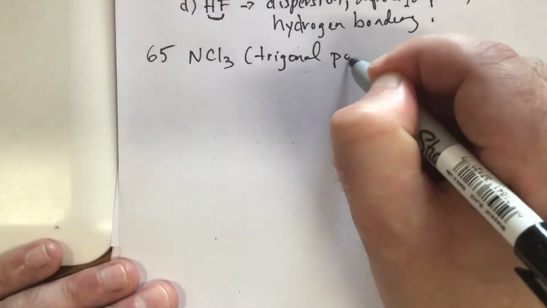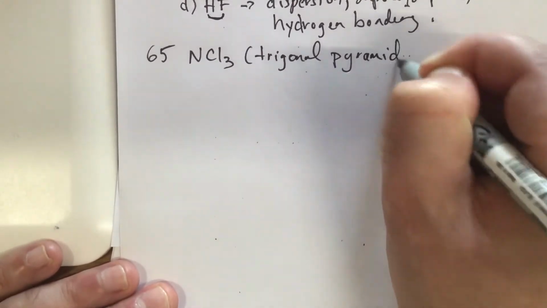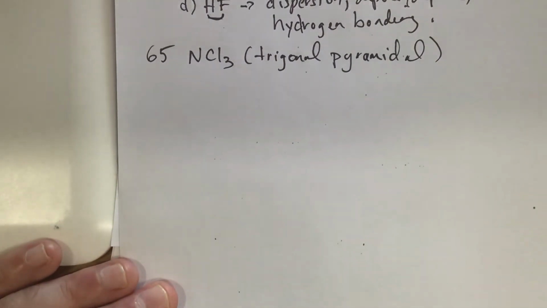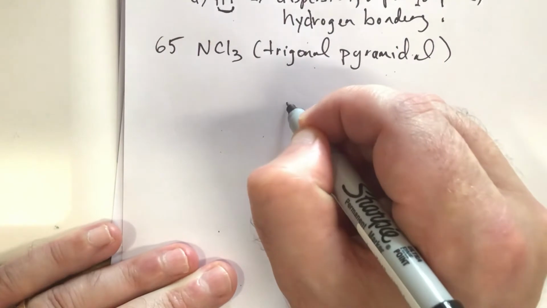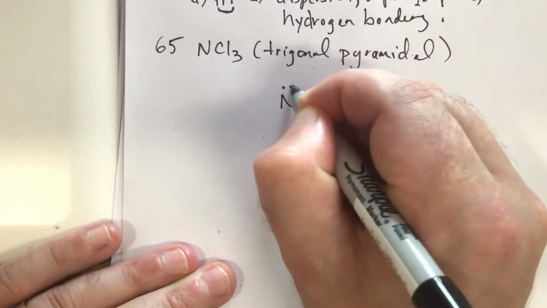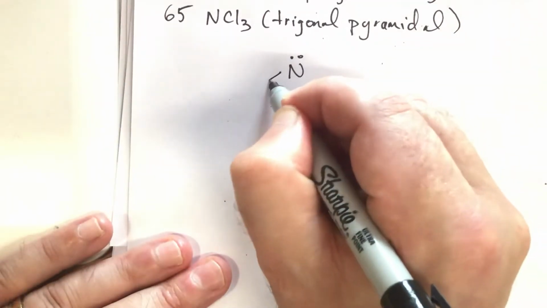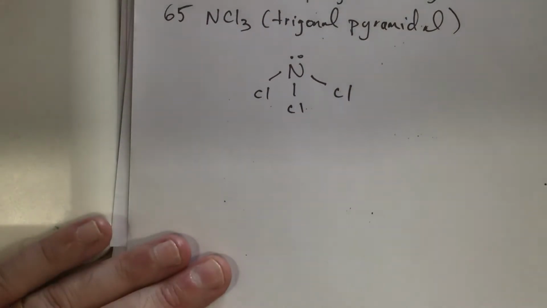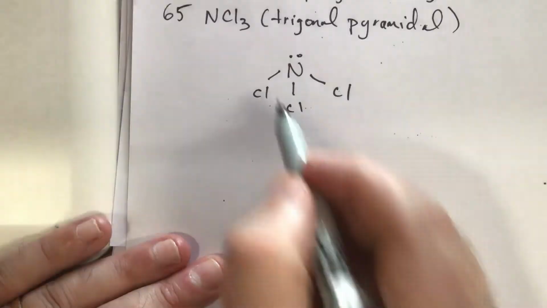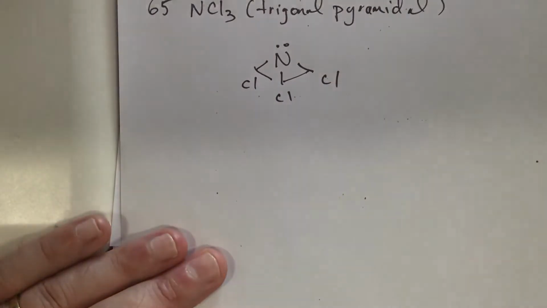So this is trigonal pyramidal. You should know what that is, because you know that nitrogen is always going to have that lone pair on the top, and then it's going to come down with 3 chlorines like that. The geometry is going to make this kind of pyramid shape.